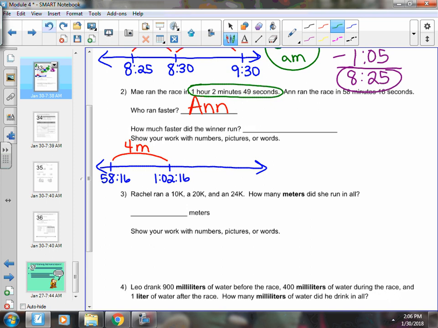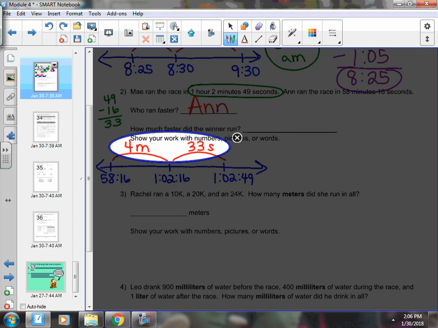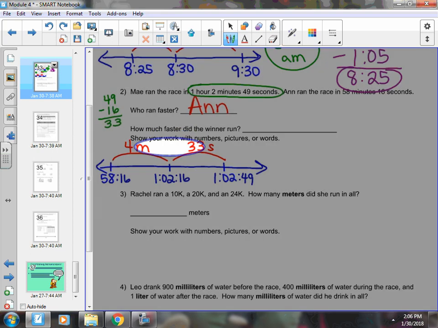But I need to jump up to 49 seconds. So between 16 to jump up to 49, I could do a really quick subtraction problem. And it looks like I need to jump up another 33 seconds. If I jump up another 33 seconds, that puts me at an hour, 2 minutes, and 16 seconds plus 33 seconds is 49 seconds, which was May's time. So to figure out the difference between the two, you look at your jumps and add those together. 4 minutes, 33 seconds is the answer.